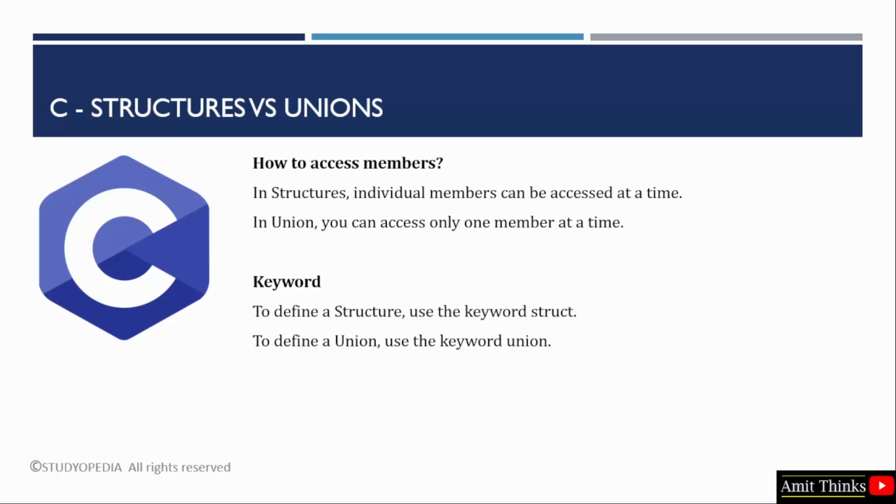Then how do we access members in structures and unions? You can access individual members at a time in structures, but in a union you can access only one member at a time. The keyword for a structure is struct and for a union it's union.